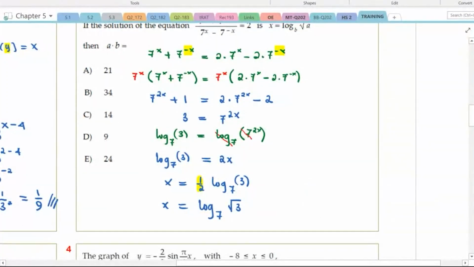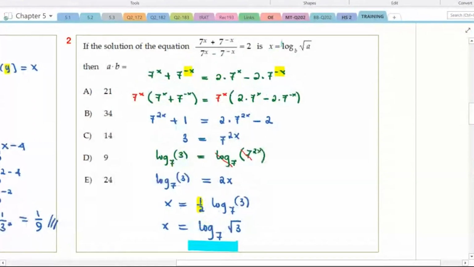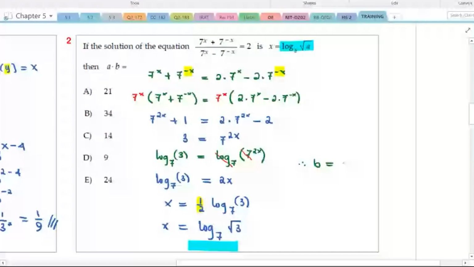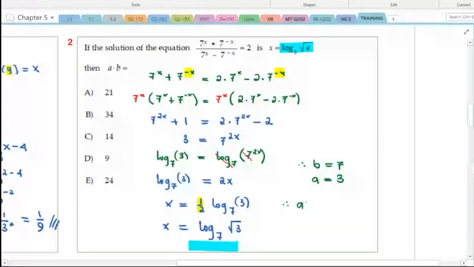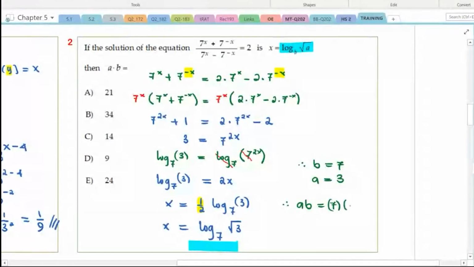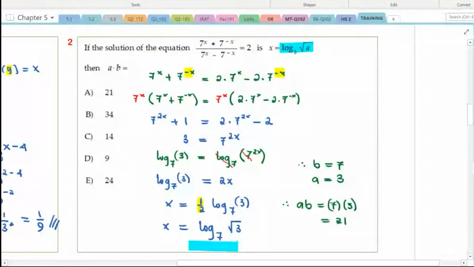Now, if you compare our answer with what is given in the question, you will agree with me. We can say, therefore, the base, the b, is equal to 7, and then a is going to be equal to 3, which is under the root. The question says a multiplied by b. So therefore, a multiplied by b is going to be 7 multiplied by 3, and that will be equal to 21 as our answer.